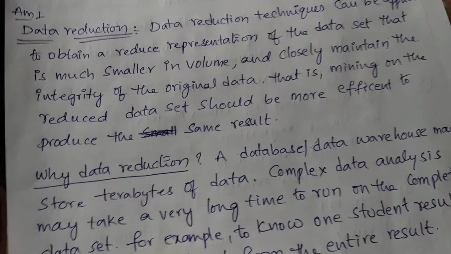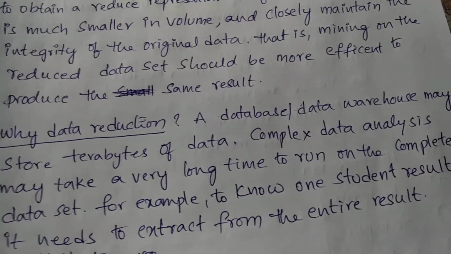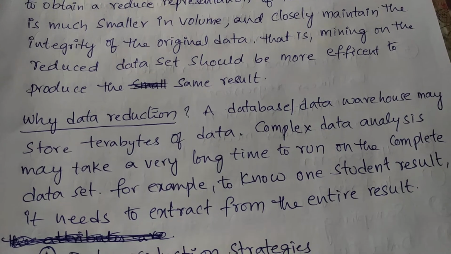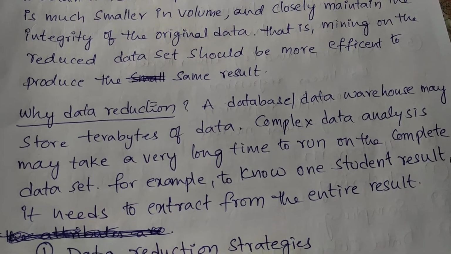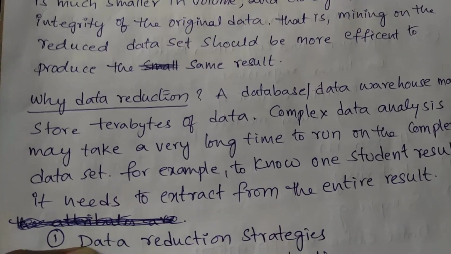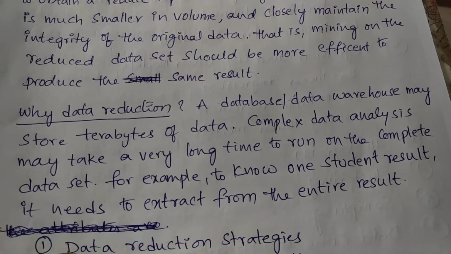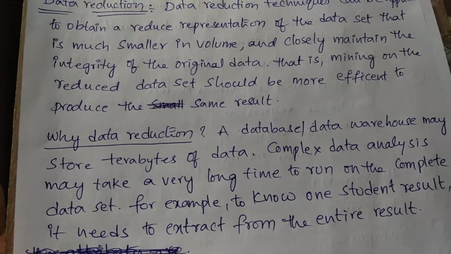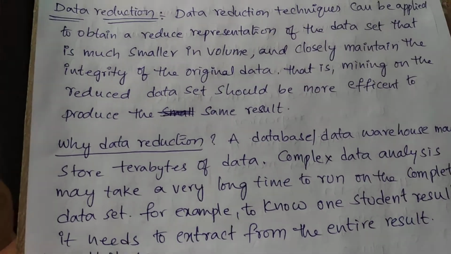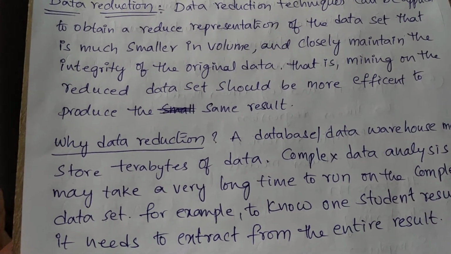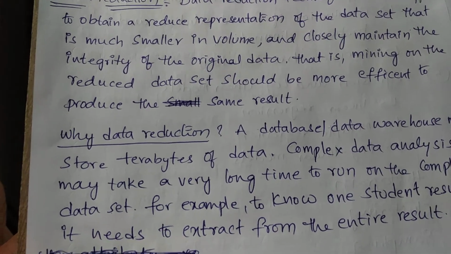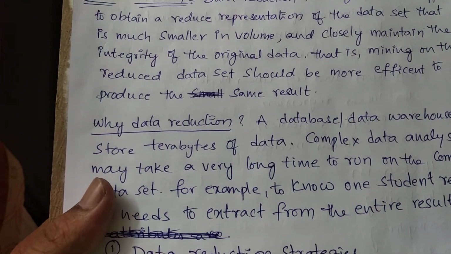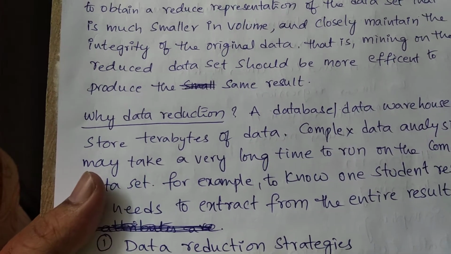Why is data reduction used? A database or data warehouse may store terabytes of data. Complex data analysis may take a very long time to run on the complete data set. For example, to know one student's result, it needs to be extracted from the entire data. So here data reduction means we are reducing the data from a large set of data, so that you can easily access it, store less information, and access it faster when required.